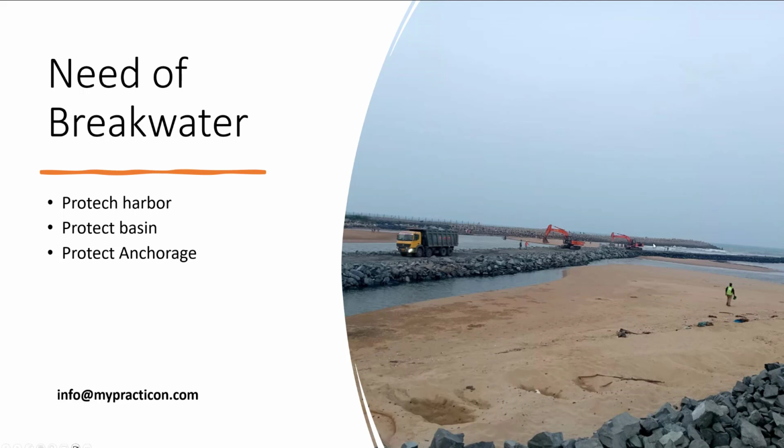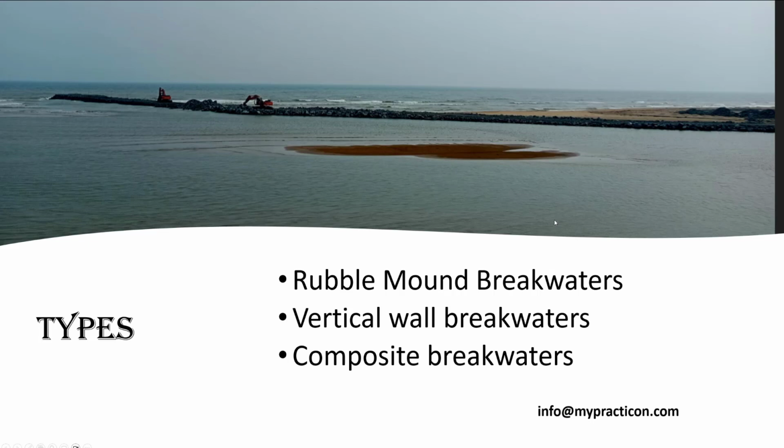Now, what are the types of breakwaters which we have? One is rubble mound breakwaters, then vertical wall breakwaters, and composite breakwaters. As we discussed, they protect the shore area, that is the harbor, anchorage or basin, from wave disturbances.